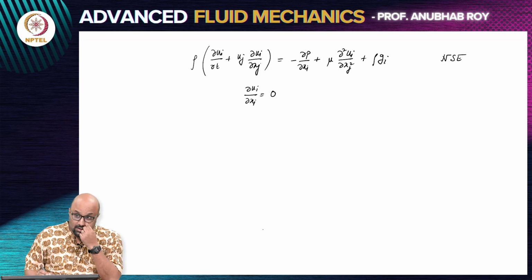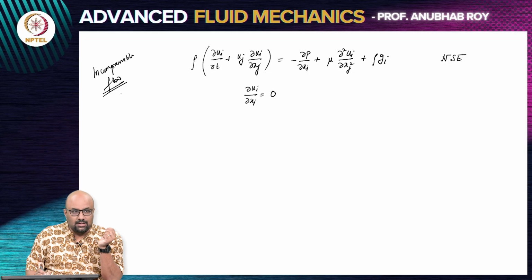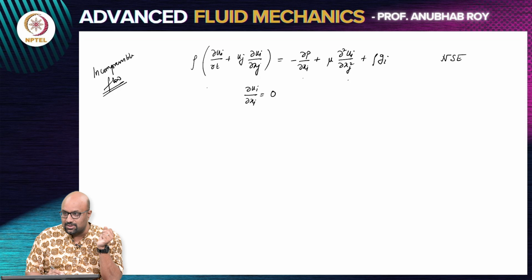the mass conservation statement or the equation of continuity, which in this particular case of an incompressible flow translates to the fact that I have the velocity divergence being 0, and then a relation between the pressure gradient, the viscous term, and body force, which is balanced by the fluid acceleration.